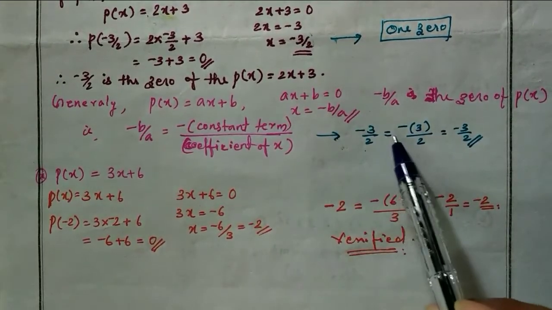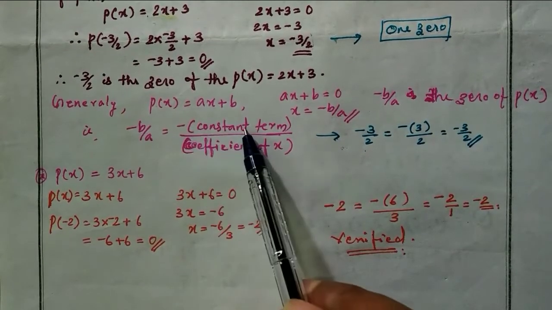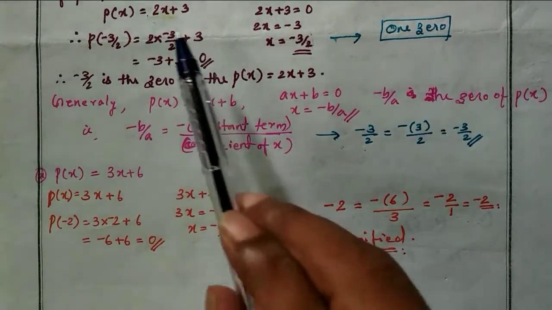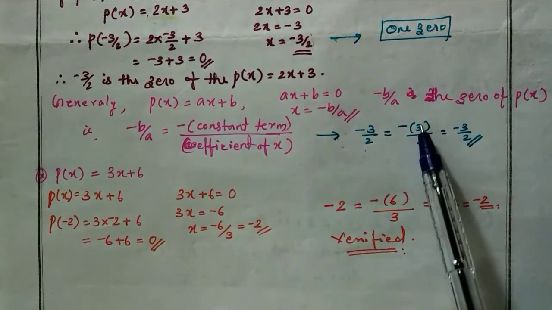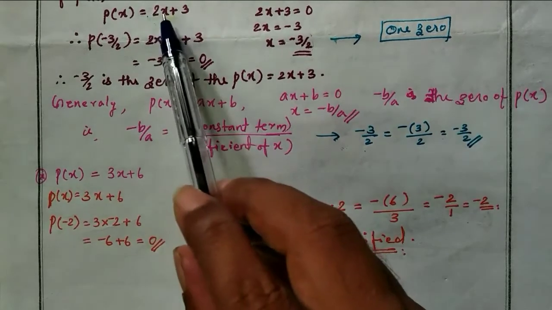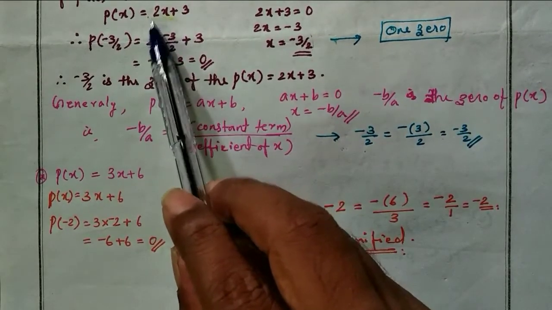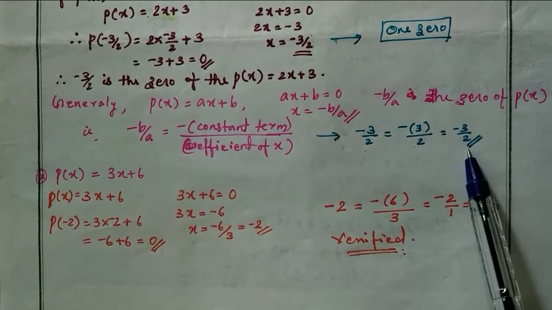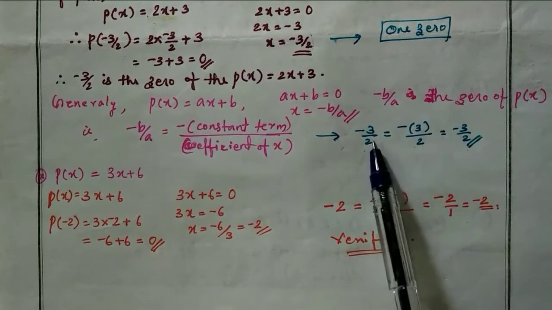Okay, so we can verify here, minus 3 by 2 is the zero, correct? Minus 3 by 2 is equal to minus the constant term. What is the constant term here? 3. So minus of 3 divided by the coefficient of x. The coefficient of x is 2. So minus 3 by 2. So both answers are the same.